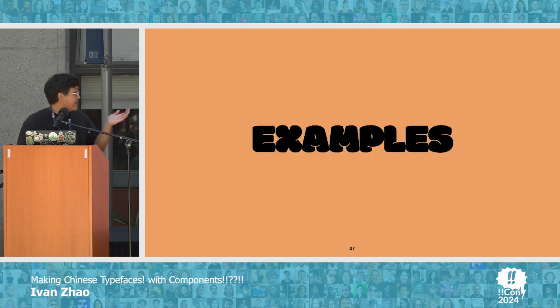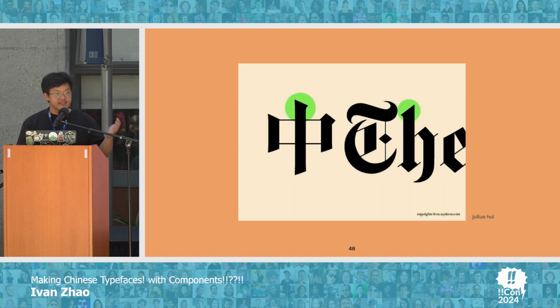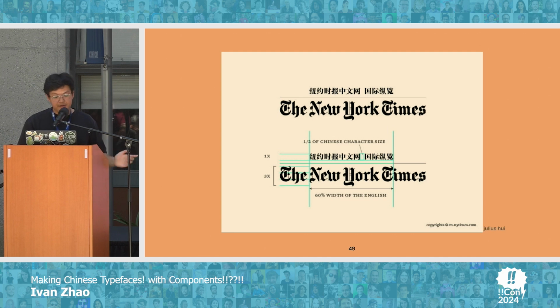I'd like to run through a couple of quick examples of things that I found really cool in mapping both Chinese and English systems. There's this designer whose name is Julius Hui. I think he's a Taiwanese type designer who did the New York Times logo, and you can see in the character on the left, Zhong, which represents middle, it maps to this serif-like black letter-like quality. Here's the full logo next to the English logo.